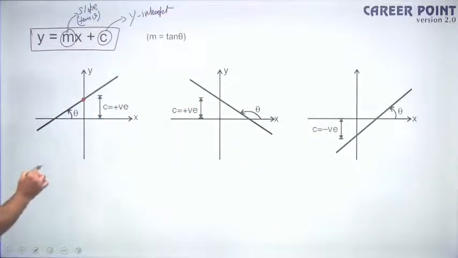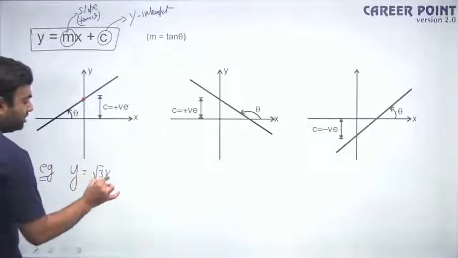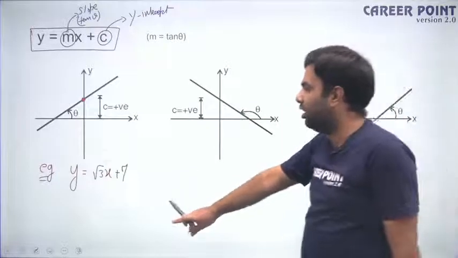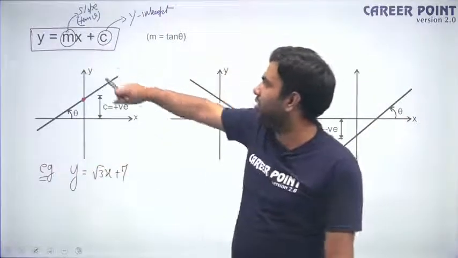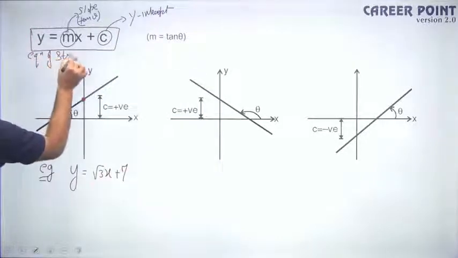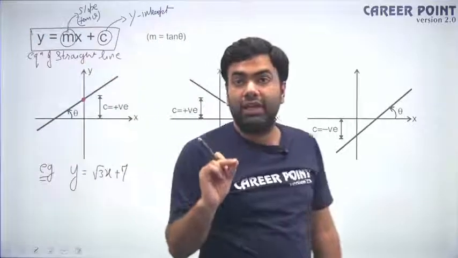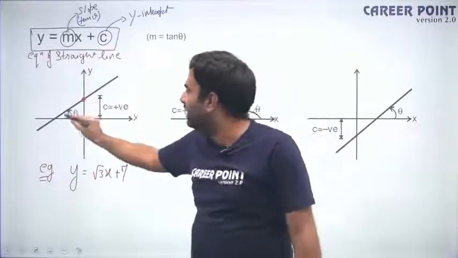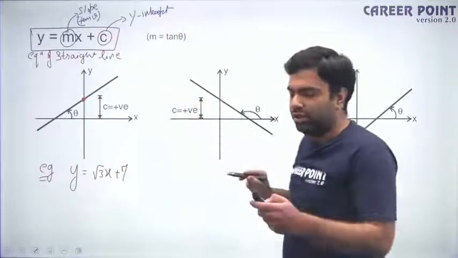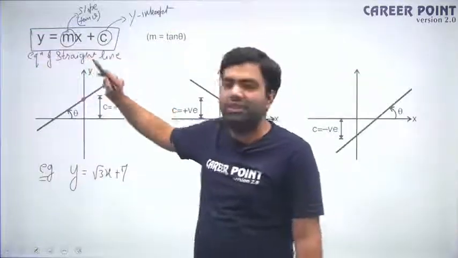For example, if I take equation y equals under root 3x plus 7, this is the equation of straight line, because this is similar to this general equation of straight line. If the line passes through origin, in that case the y-coordinate where the line is cutting y-axis will be 0, so this c will be 0. That is why we were having y equals to mx, that was the straight line passing through origin, because the value of c is 0 in that case.